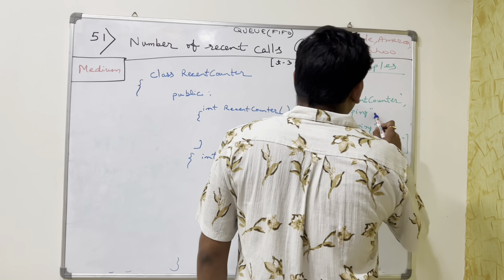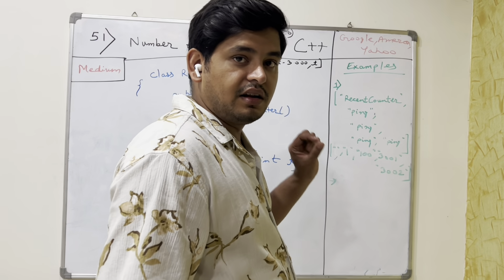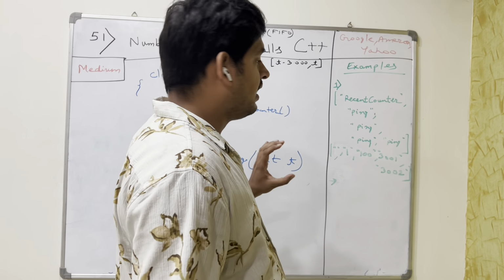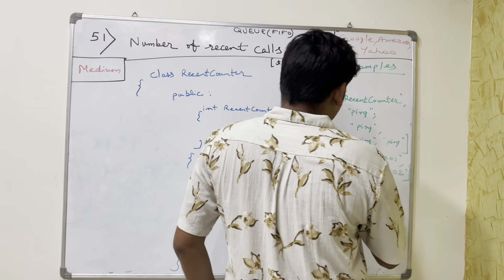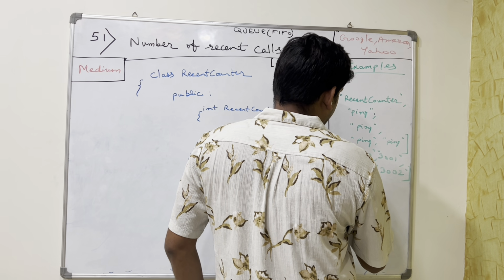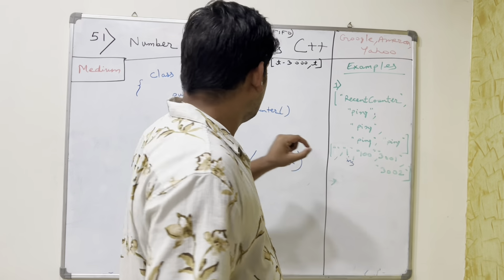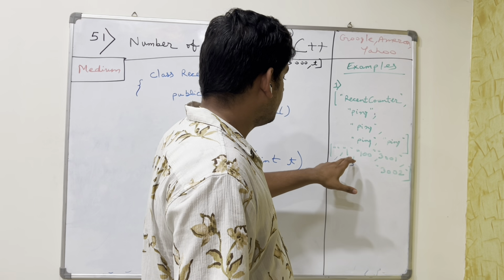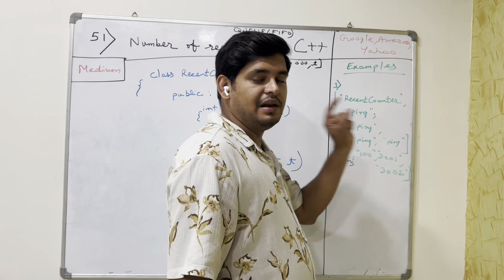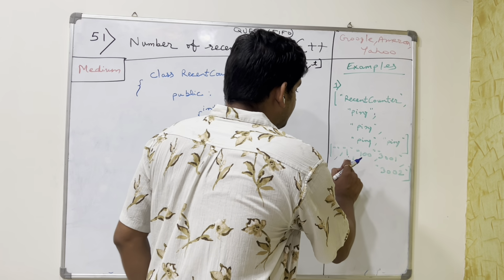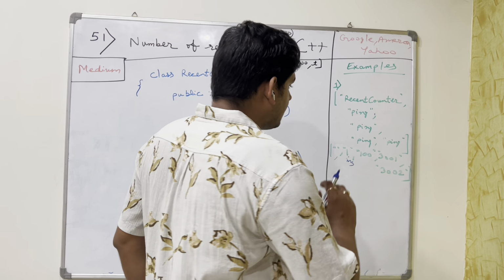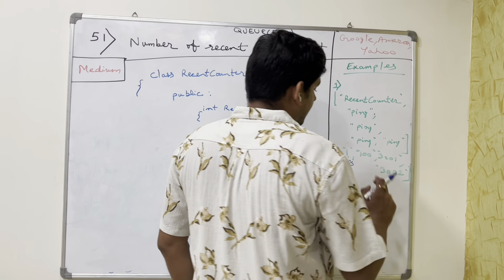Then this ping is the call to the recent counter at t time. Okay, so this is in the unit of millisecond. So the first call that has gone to the recent counter has been gone in 1 millisecond. Okay, so in 1 millisecond this is the first call. Next call goes in 100 millisecond.